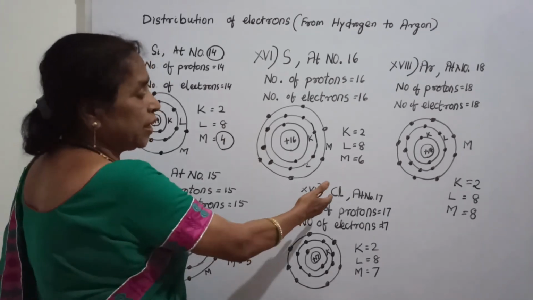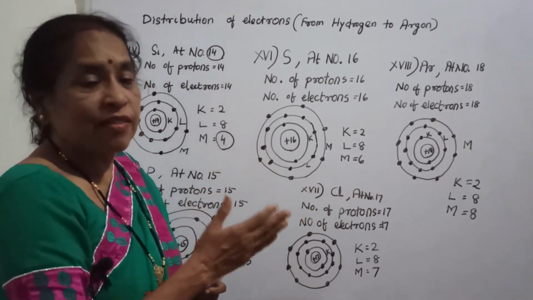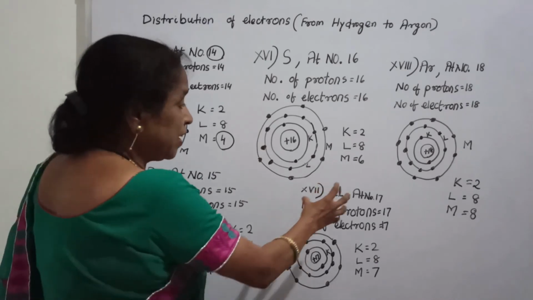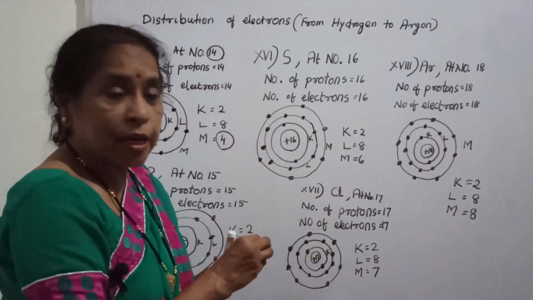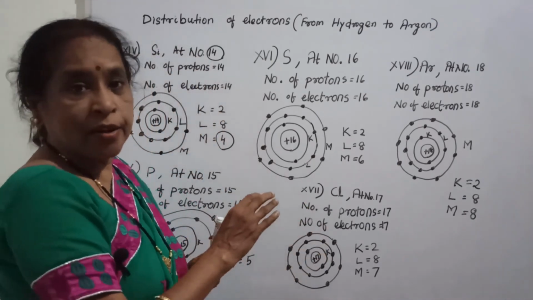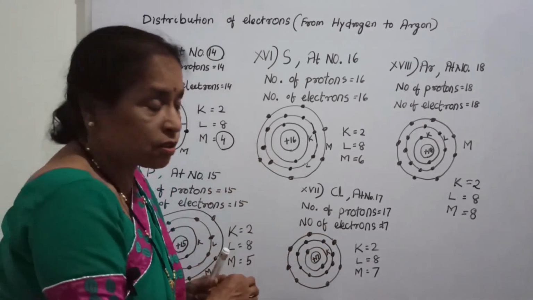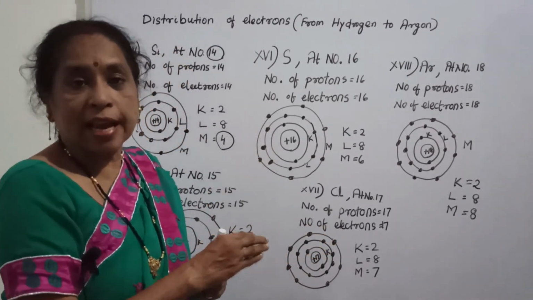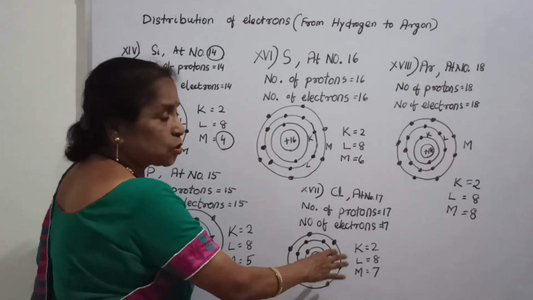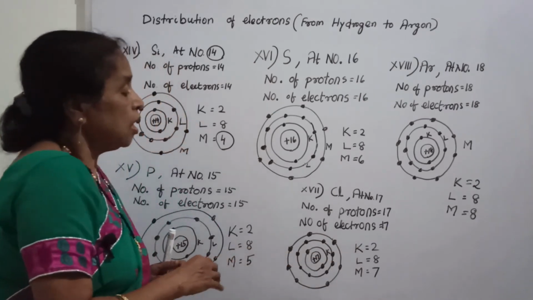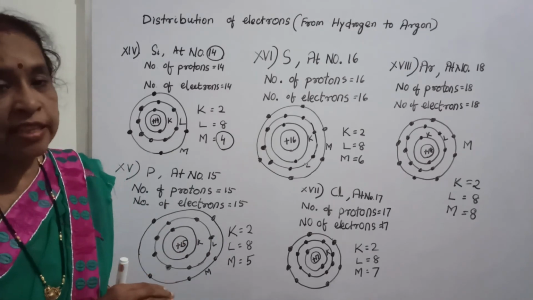Then come to chlorine, atomic number 17. That means 17 protons and 17 electrons are present. 17 protons are present inside the nucleus, so it is represented by plus 17. And now the electrons: K shell occupies 2 electrons, whereas L shell occupies 8 electrons. The remaining 7 electrons will go to the M shell. So the electronic distribution is 2, 8, 7, meaning K, L and M shell respectively.